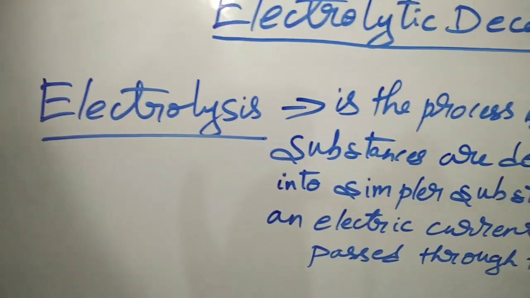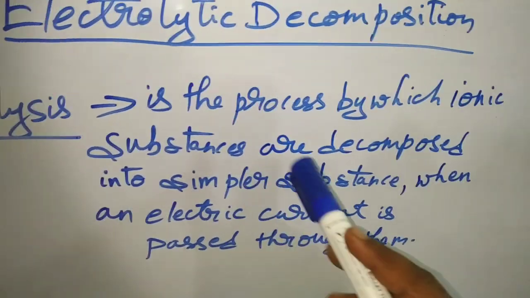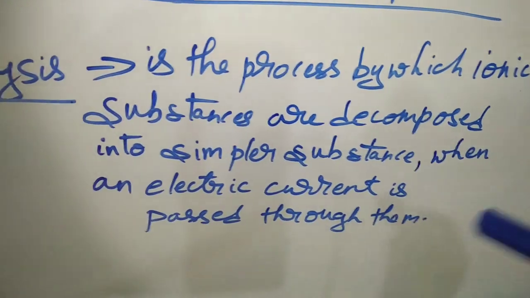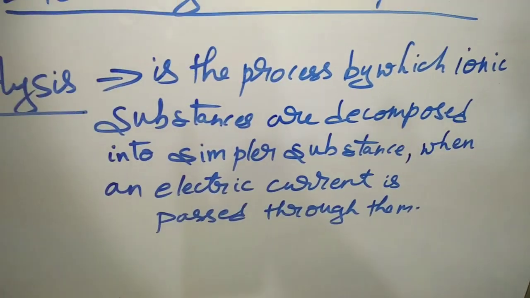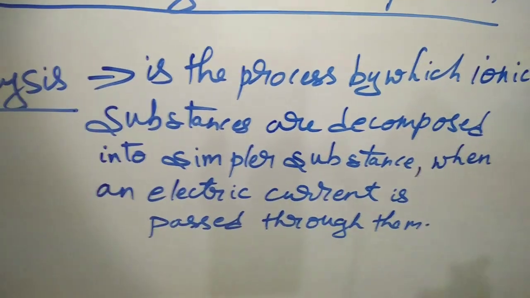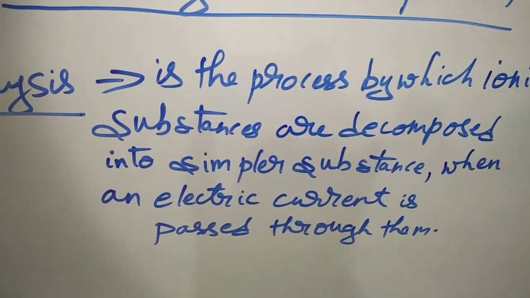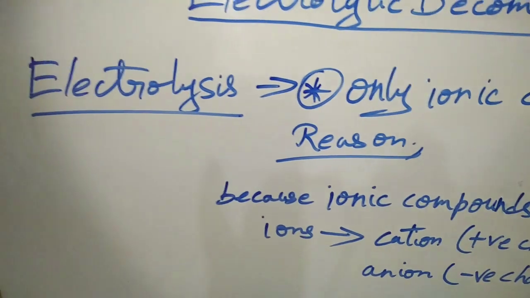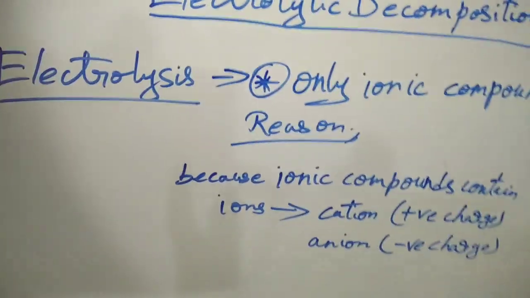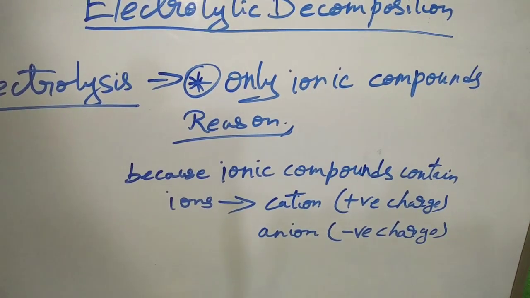So what is electrolysis? It is the process by which ionic substances are decomposed into simpler substances when an electric current is passed through them. In simpler language, it may be defined as: electrolysis is a chemical change brought about by electricity. Okay students? Now see one thing, it is important. Electrolysis is carried out only with ionic compounds, not covalent compounds.